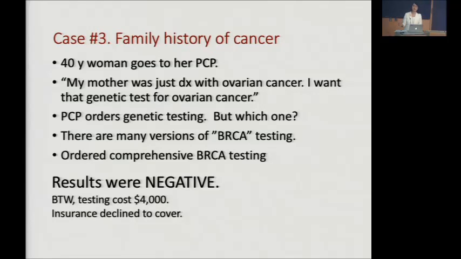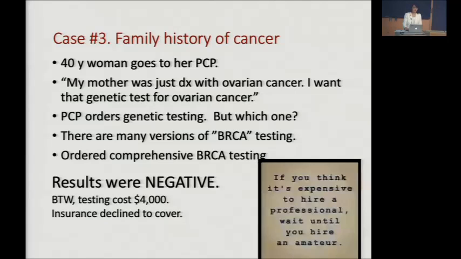But which one? If you actually look at a requisition from one of the genetic testing labs, there's 3-site testing, there is sequencing, there's deletion duplication, there's comprehensive testing, and we're just talking about BRCA1 and 2. So which one should he order? Well, if he orders the comprehensive one, then it should be fine, right? Comprehensive means comprehensive. The results were negative, however, and her insurance declined to cover this $4,000 genetic test, which reminds me of the saying, if you think it's expensive to hire a professional, wait until you hire an amateur. Okay.